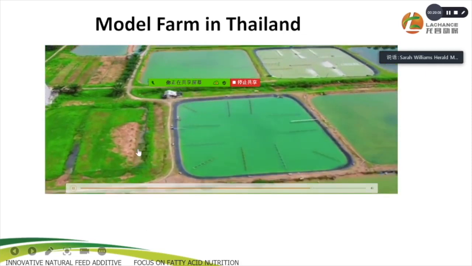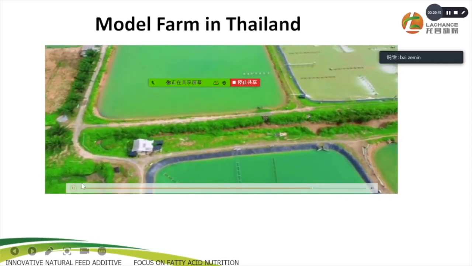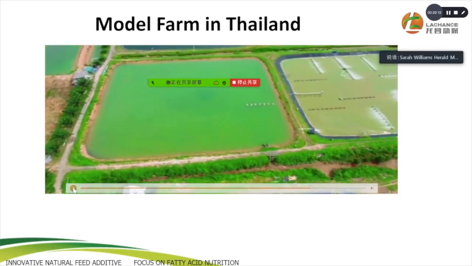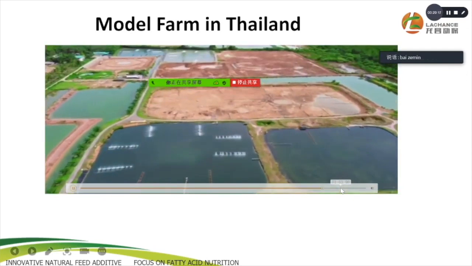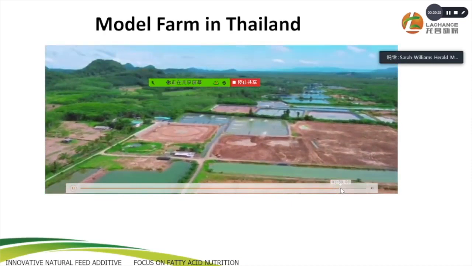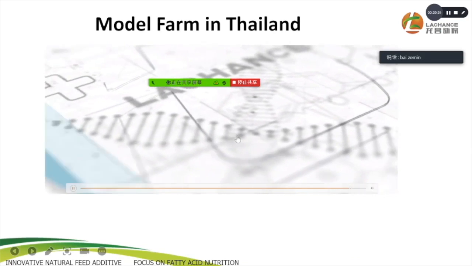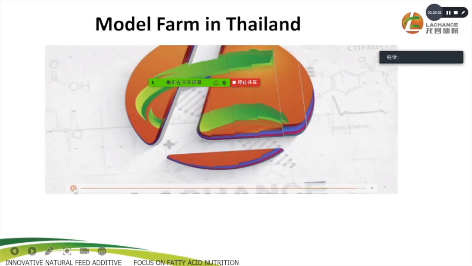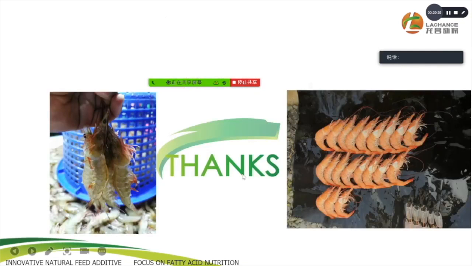Yeah, actually it's nice. Yes, this is, I think, 100 acres. It was very long. I almost finished. Okay. And this is our model farm in Thailand. We're working with the local farmers. I think this is for my presentation.